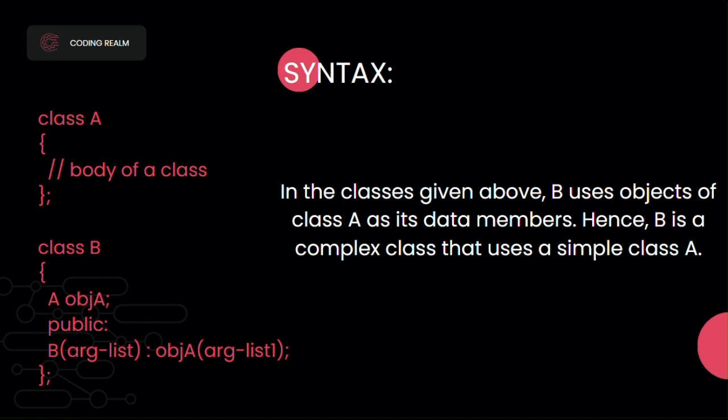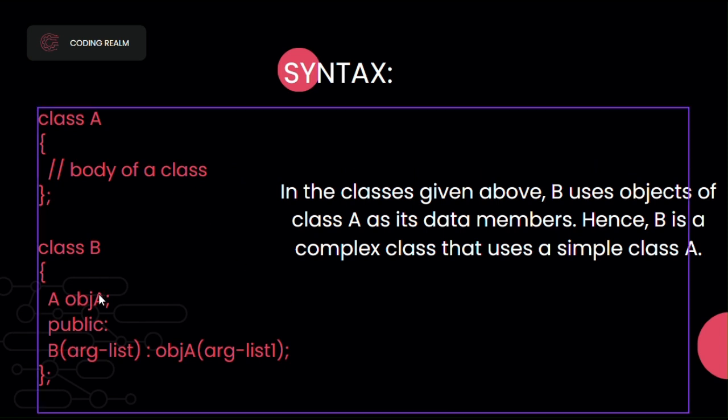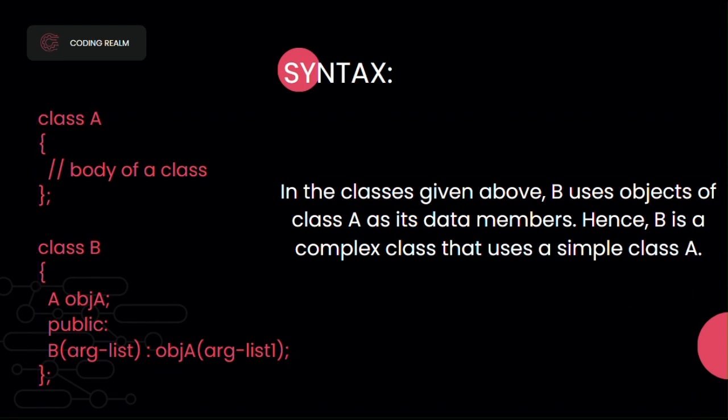The syntax: class A, body of class A; class B, A object A; public B, argument list, and object A, argument list 1. In the classes given above, B uses an object of class A as its data member. B is a complex class that uses a simple class A. That's all about composition and inheritance in object-oriented programming in the C++ programming language.